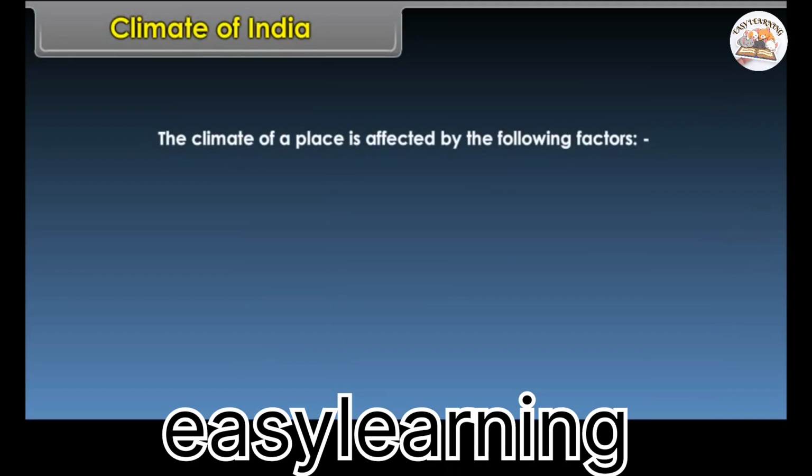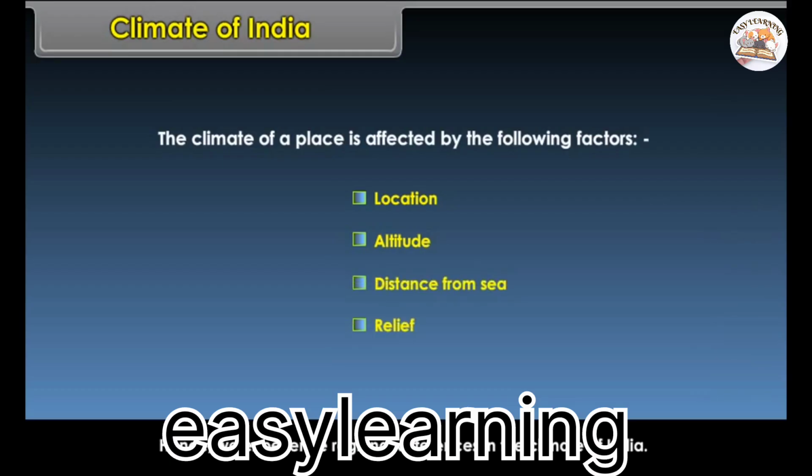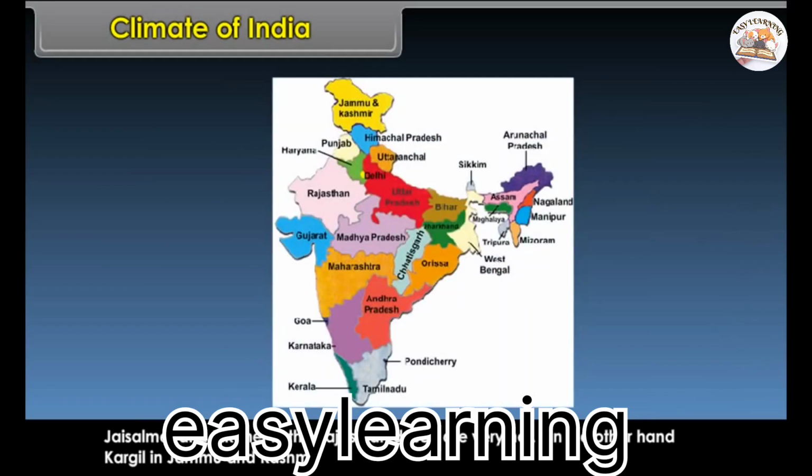The climate of a place is affected by the following factors: location, altitude, distance from sea, relief. Hence, we experience regional differences in the climate of India. Jaisalmer and Bikaner in the Rajasthan desert are very hot. On the other hand, Kargil in Jammu and Kashmir is freezing cold due to difference in altitude and location.